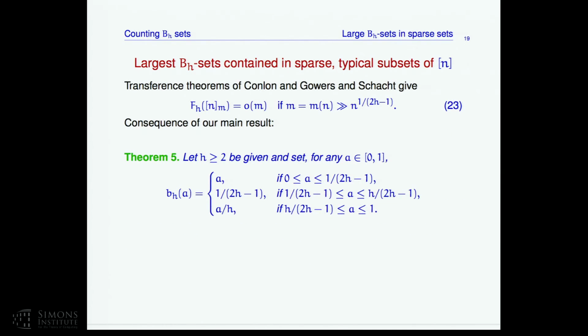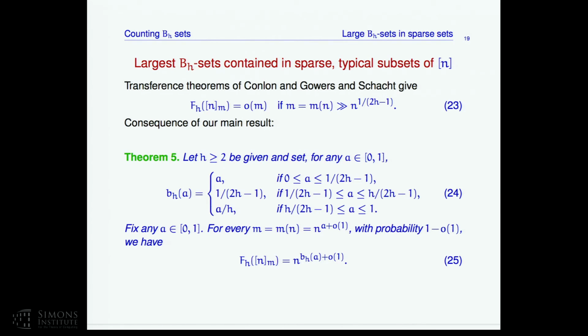Okay, so that's the piecewise linear function. Now we do the following. So the theorem is: fix some parameter a and consider m to be n to the a plus little o of 1. a is any number between 0 and 1, but fixed. And now I'm interested in looking at random sets of size m, and m is n to the a. How big a B_h set can you find in such a random set? The answer is you get a B_h set of size n to the b_h(a), and b_h(a) is this piecewise linear function from before.